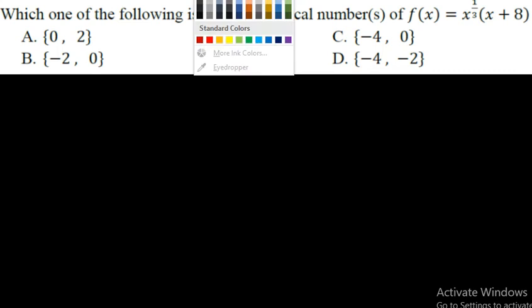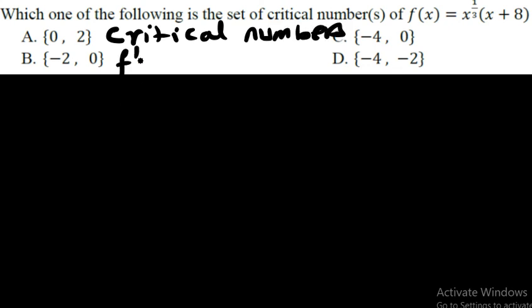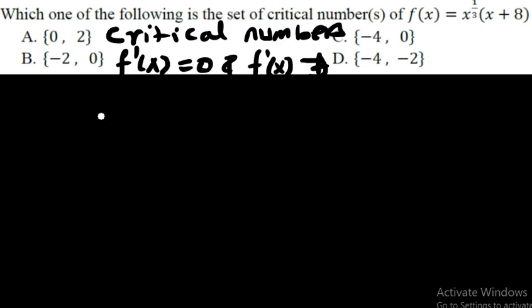Okay, the next question: which one of the following is the critical numbers of the function f of x, as you see here? How do we find critical numbers? The critical numbers are those numbers that make the derivative 0 or make the derivative undefined, where the derivative doesn't exist. All those numbers will be critical numbers. So that means we have to differentiate the given function and check where it is 0 and where it is undefined.